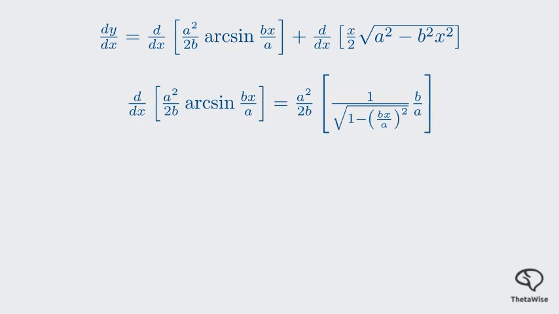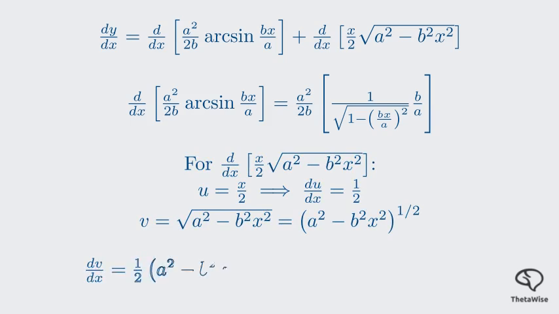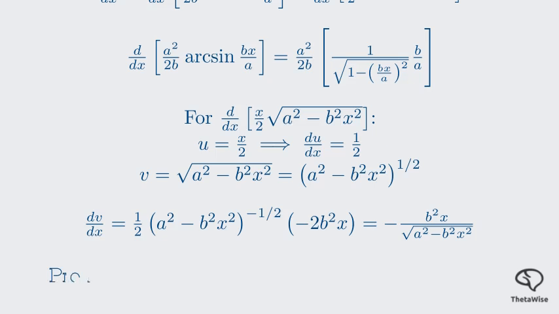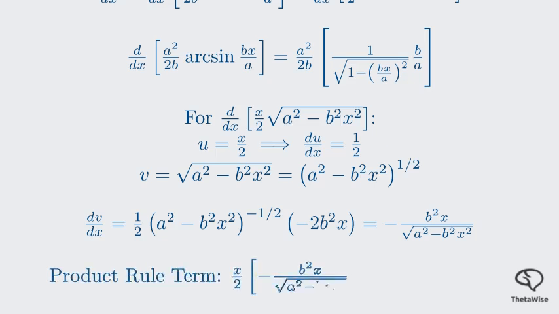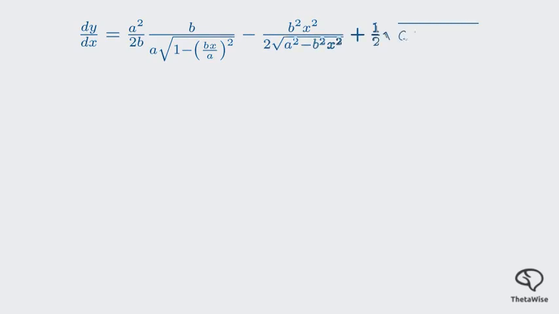Now for the second term, we'll use the product rule. Let u be x over 2 and v be the square root of a squared minus b squared x squared. The derivative will be u times the derivative of v plus v times the derivative of u. Using the chain rule for v, we get 1 over 2 times the term in the parenthesis to the negative 1/2 power, times the derivative of the inside, which is negative 2b squared x. Putting it together with the product rule, we have u times dv/dx plus v times du/dx. Now let's assemble the full derivative by adding the result from the first term to the result from the second term. It looks messy, but now we'll simplify.